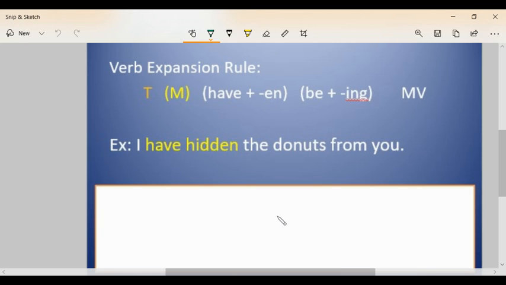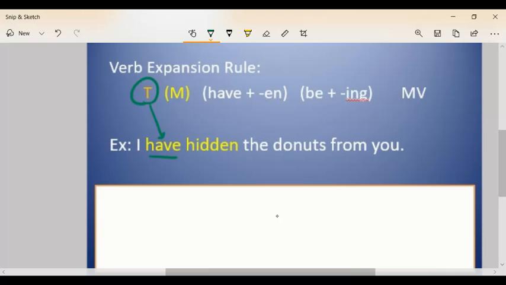Okay, so let's work through this first verb we have, which is "I have hidden the donuts from you." So let's take on "have hidden" and show how we actually use the verb expansion rule to break this down. We start off with the tense, and it's always the tense of the very first word. So even though it says "hidden," the tense is actually the tense of this word "have."